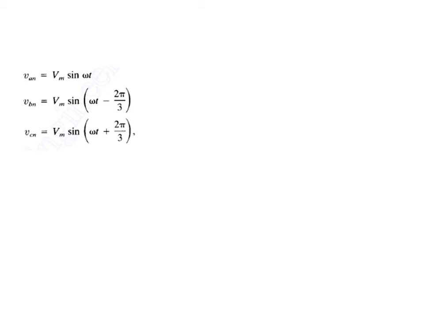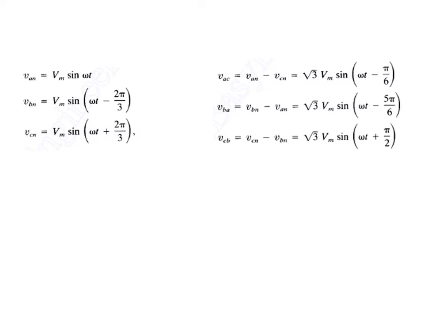Now using these line to neutral voltages, we can find out the corresponding line to line voltages, and these are given by equation. VAC is equal to VAN minus VCN, which is equal to root 3 Vm sin omega t minus pi by 6. VBA is equal to VBN minus VAN is equal to root 3 Vm sin omega t minus pi by 6, and VCB is equal to VCN minus VBN is equal to root 3 Vm sin omega t plus pi by 2. Here Vm is the peak value of phase voltage for star connected source. So these line voltages and neutral voltages are calculated for alpha less than or equal to pi by 3.